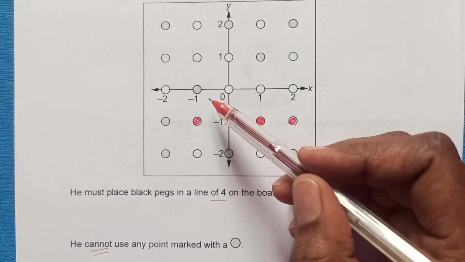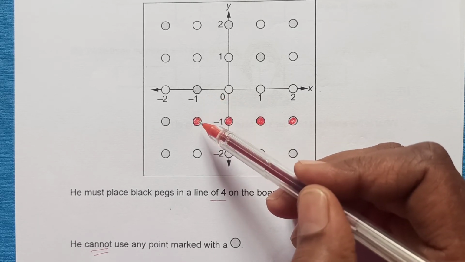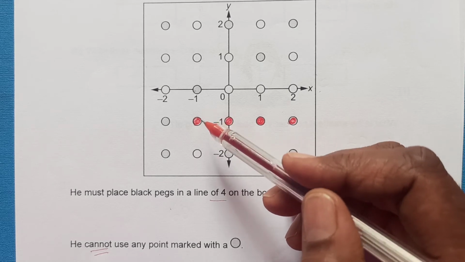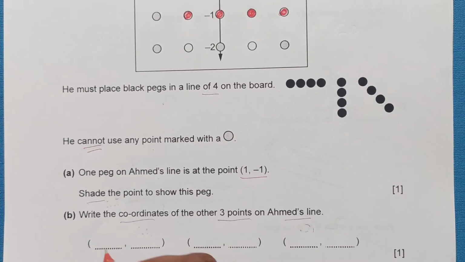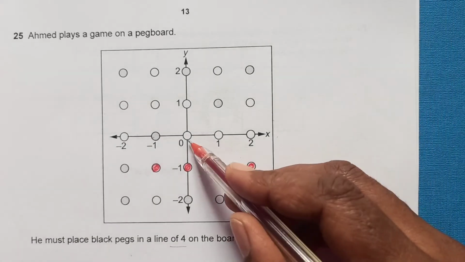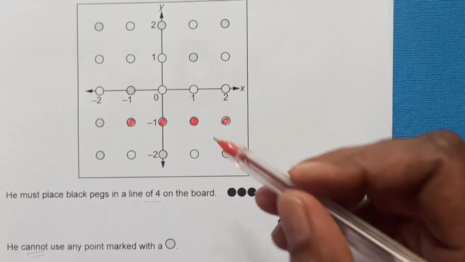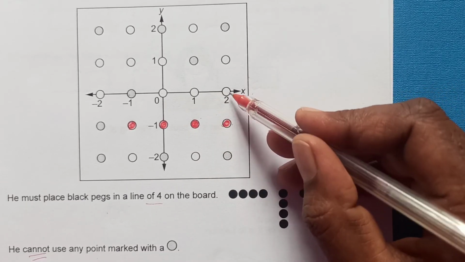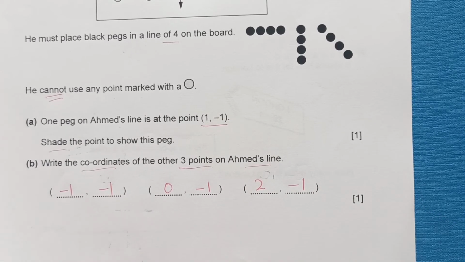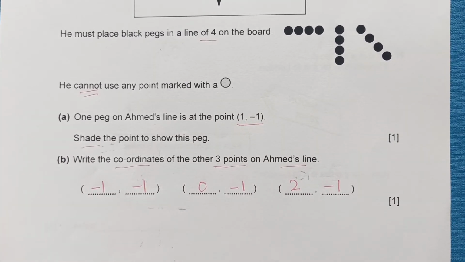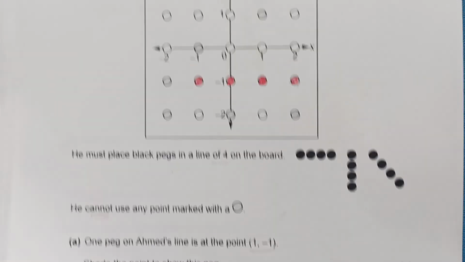So the first one is here. We have this -1 and -1, right? So this point X is -1, Y is -1. So the first point I can write down here is -1, -1. Second is X 0, Y -1, so 0, -1. Third is already written. And the fourth one is 2 and -1. So you see, this question looks complicated, but it's not. It's interesting. You just need to think logically here, right?